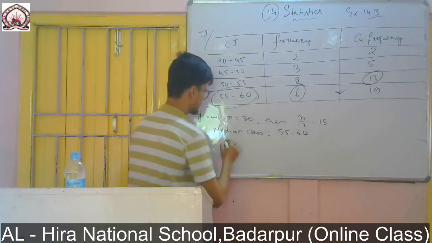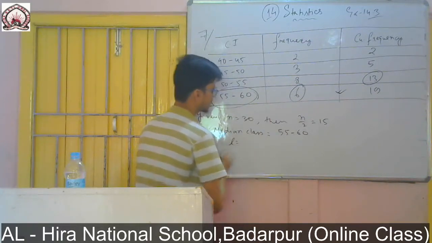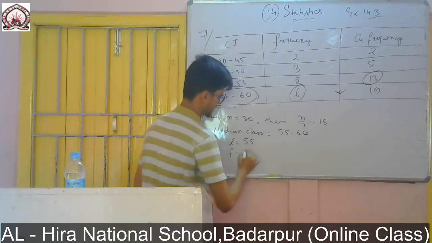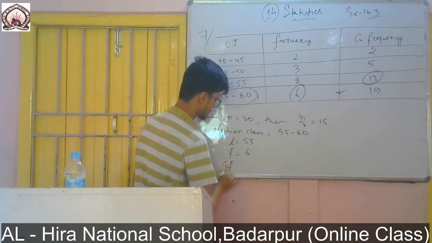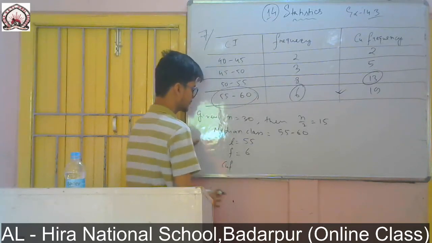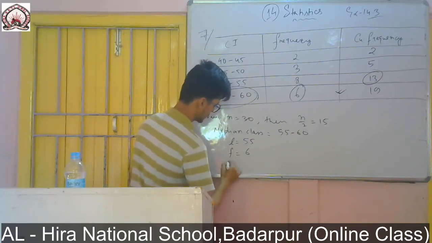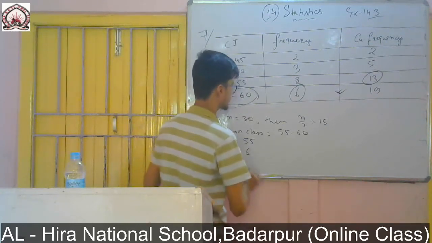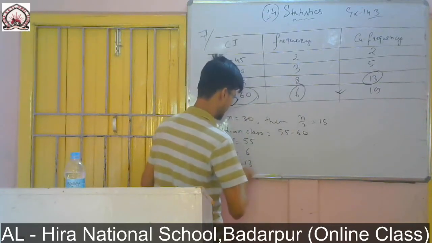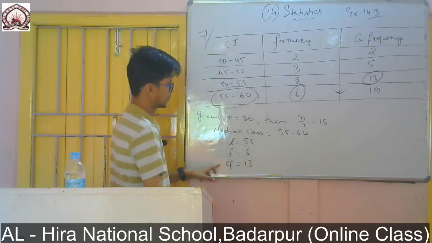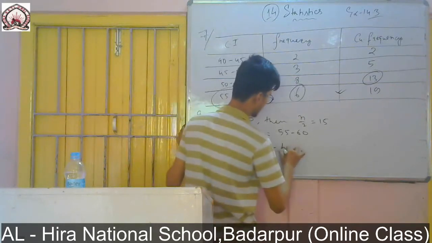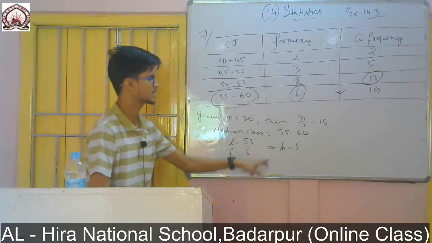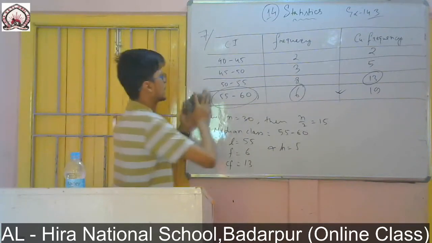Then the frequencies, let me write one by one. Lower limit 55. Frequency of that class is 6. Cumulative frequency, you write it in full. Okay, I am writing here short. Don't write directly in the exam, you need to write everything. Cumulative frequency will be 13. Then height is equal to 5, that is the class size. So now I will use this and find the value.